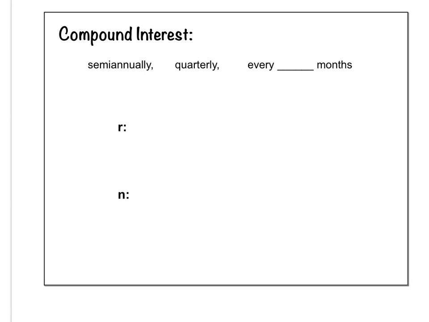The tricky part about compound interest is you have to change what you do if it compounds more than once a year. So we kind of see these keywords here, semi-annually, quarterly, and then every so many months. Remember, semi-annually means 2 times a year. Quarterly means 4 times a year. And every blank months is different depending on how many months they do it for.